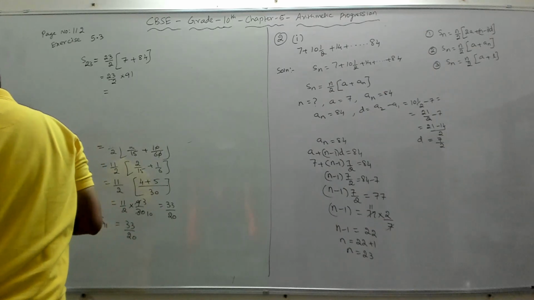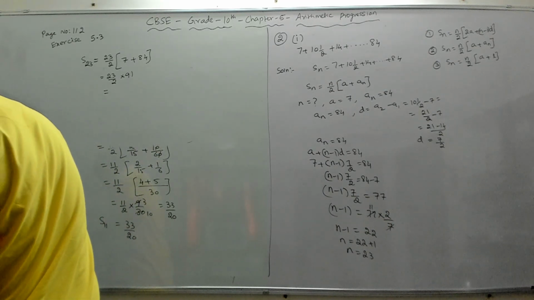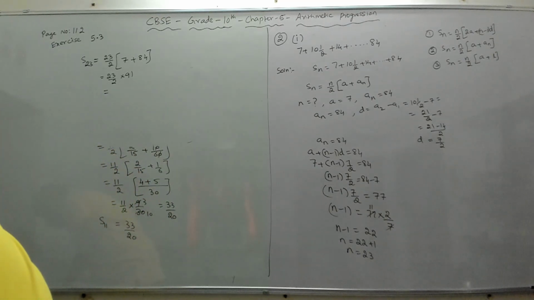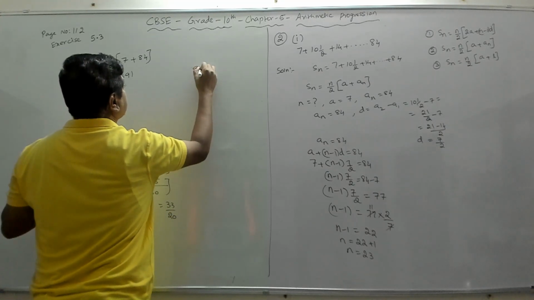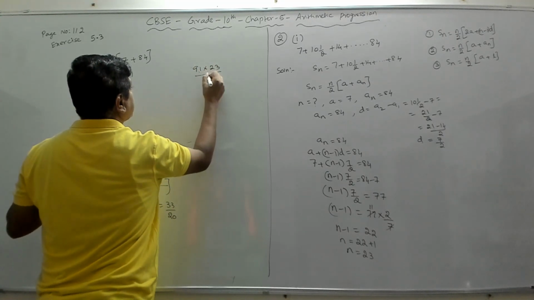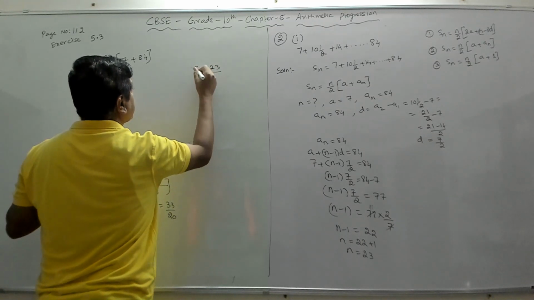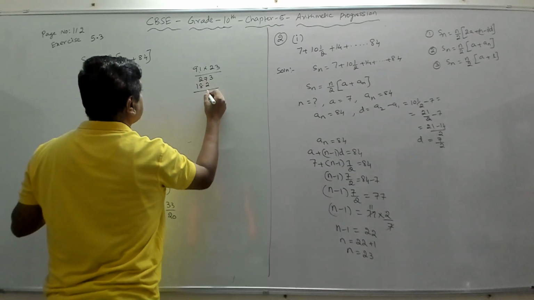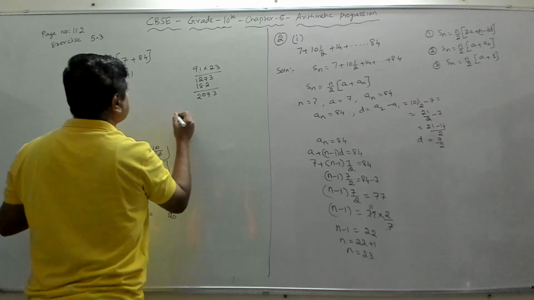Right? You get 23 times 91. So what is 23 times 91? So 91 into 23. Right? 3 times 1 is 3, 3 times 9 is 27, 2 times 1 is 2, 2 times 9 is 18. So adding will give you 3, 9, 10, carry 1 and then 2.